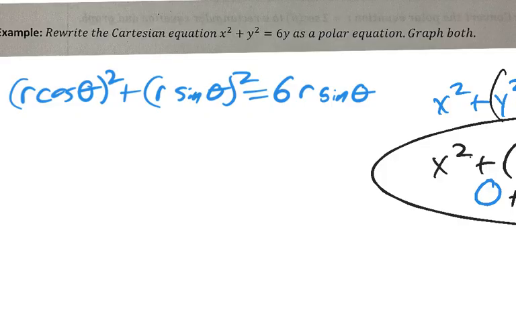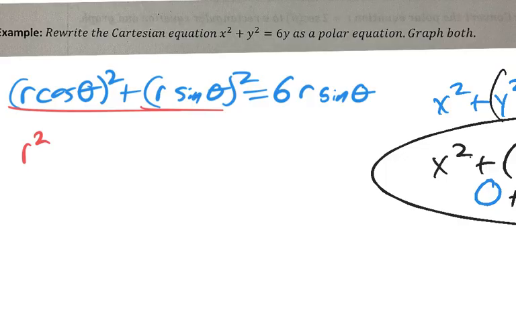But you see what I did there? x equals r cosine theta, y equals r sine theta. Guess what I'm going to do over here? Cancel sine theta out. This is just r squared.